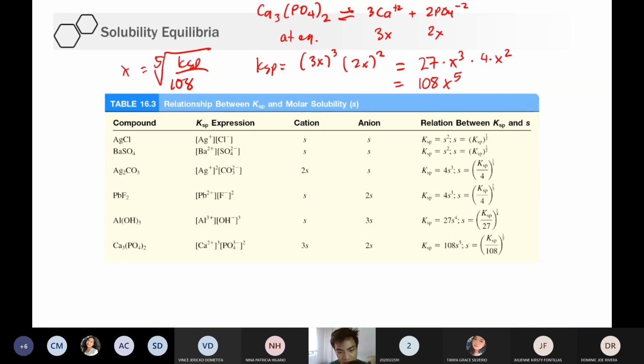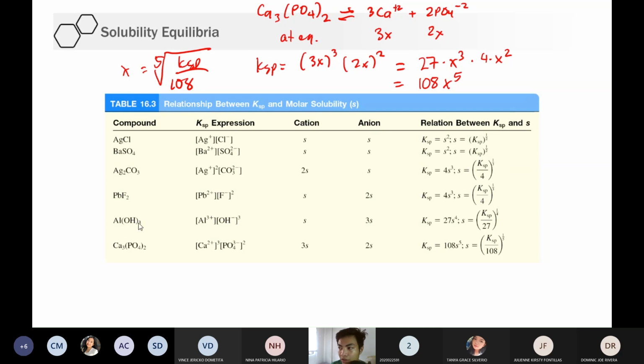Just look at the corresponding ratio of your ions. Kapag 1 to 1 yung ratio nila, KSP is just S squared, or to solve for S, that will be just the square root of KSP. Kapag 1 to 2 yung ratio nila, such as these two examples, KSP is 4S cubed. And to solve for the molar solubility, S, that is just the cube root of KSP divided by 4.